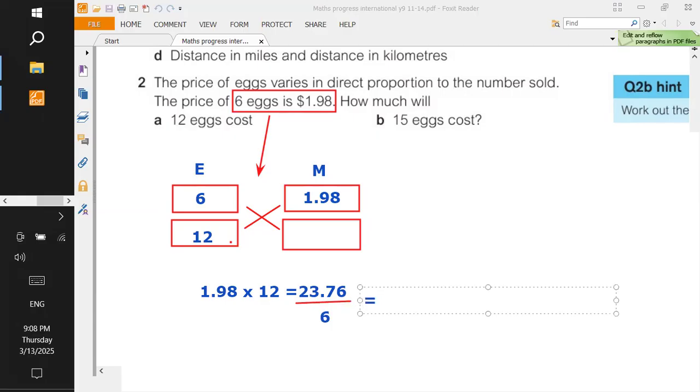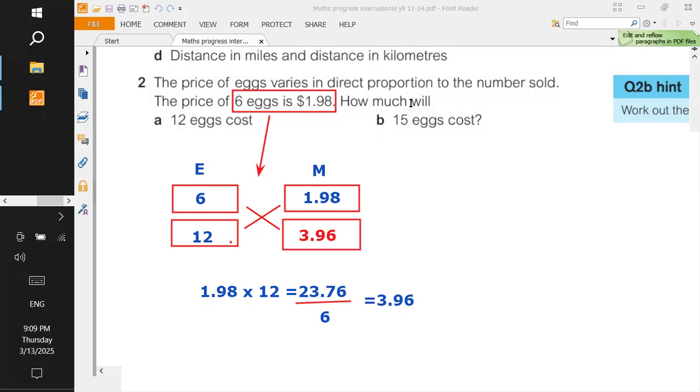This way, I will get the cost of 12x. So 23.76 divided by 6, and the answer is $3.96. So the final answer is 3.96, and this is the cost of 12 eggs.